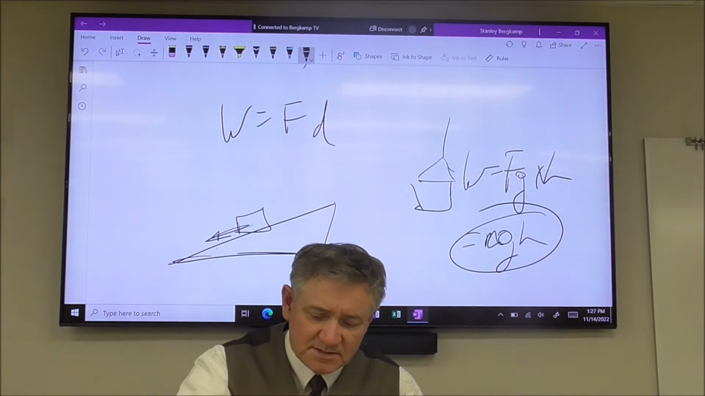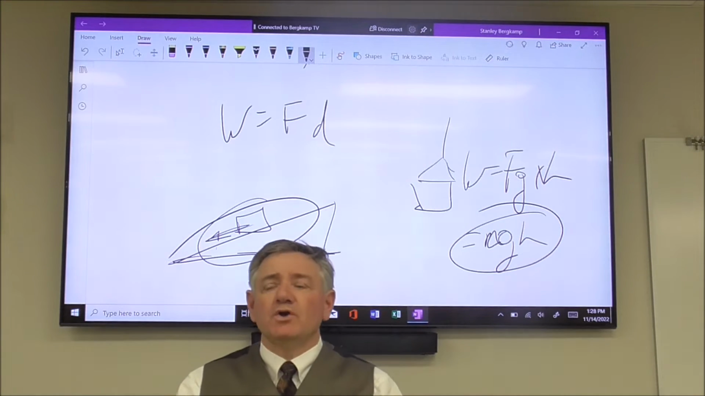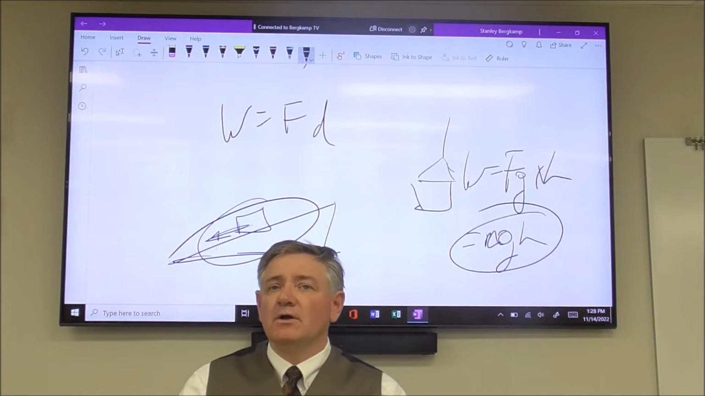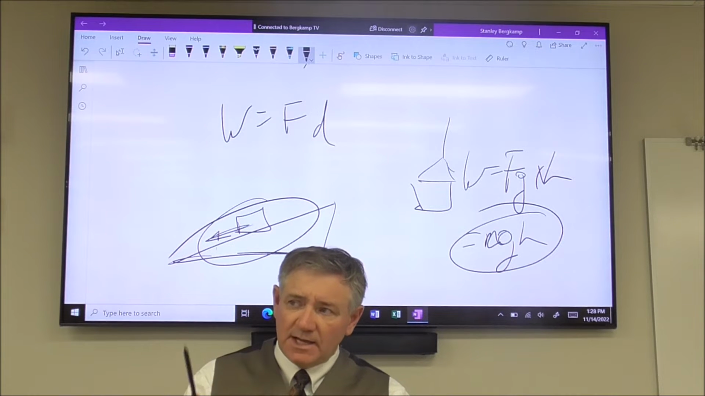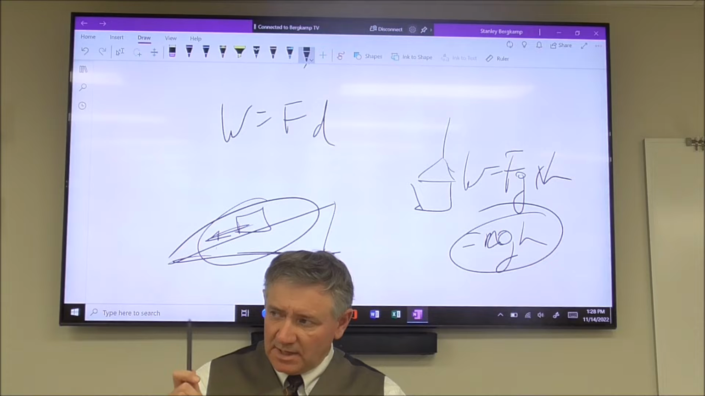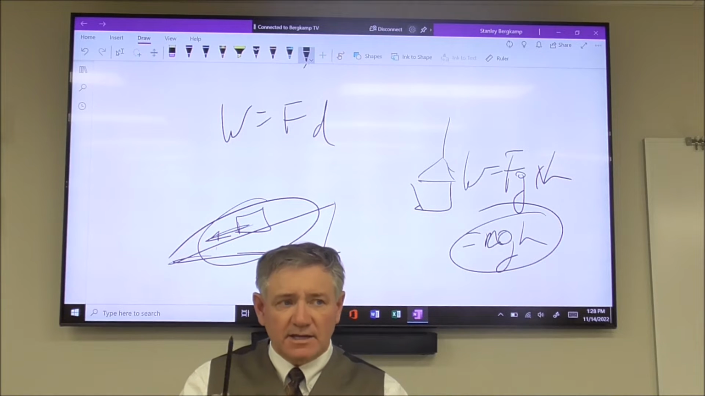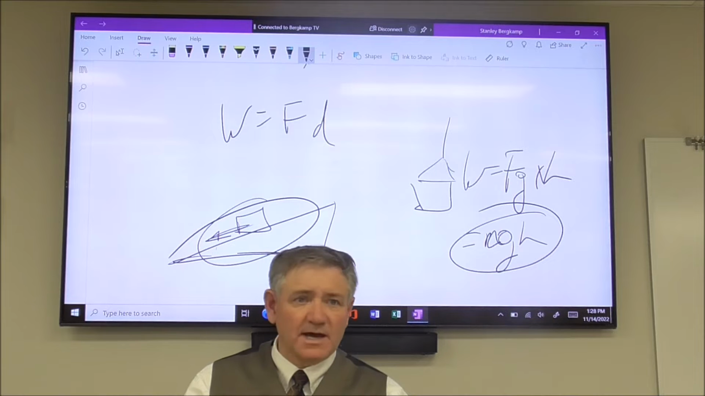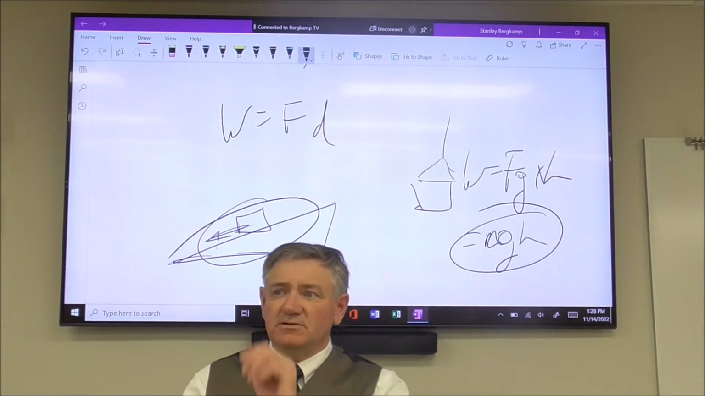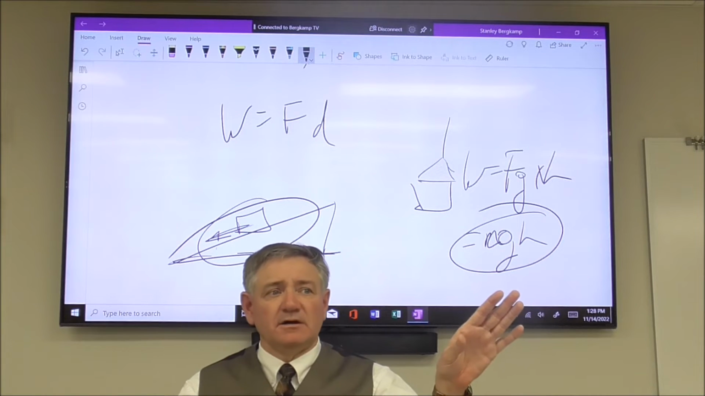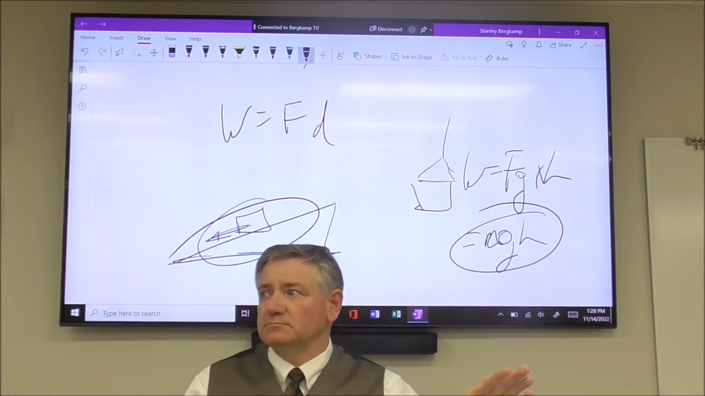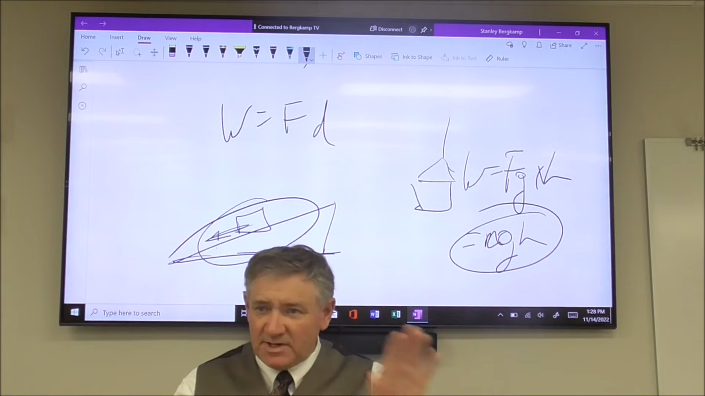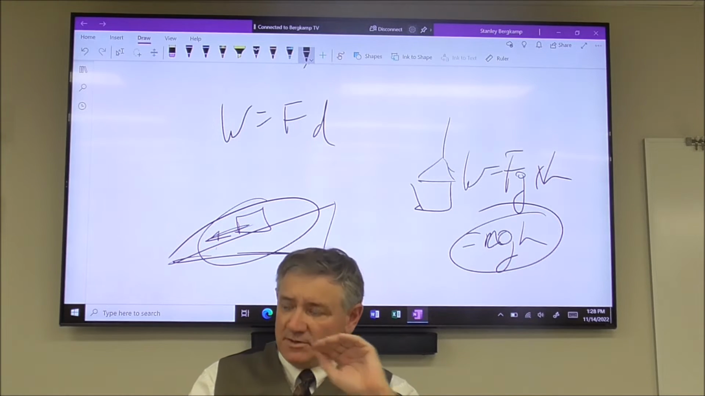Now, here's this block. Listen to me very carefully: could a block slide down a frictionless inclined plane at a constant velocity? No, it can't happen. Because as soon as you let go of it, what's the only force acting on it? Force parallel, right? And if that's the only force acting on it, you're going to have an imbalanced force, and you're going to accelerate.